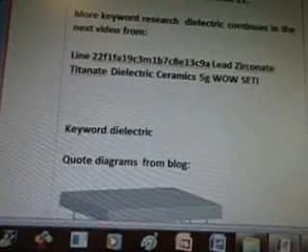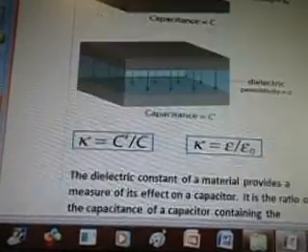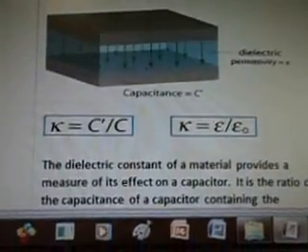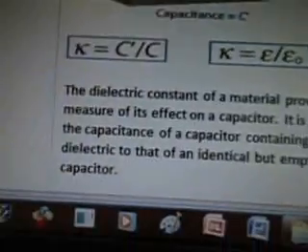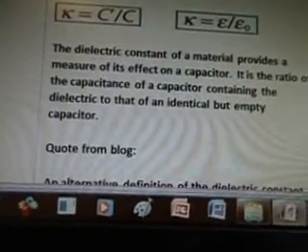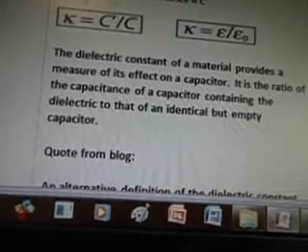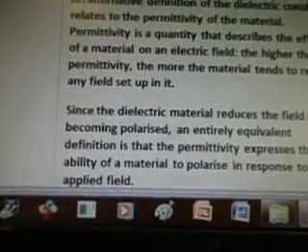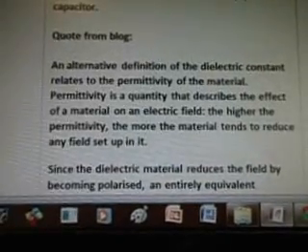Line 22f1fa19c3m1b7c8e13c9a, lead, zirconate, titanate, dielectric, ceramics, 5G Wow Seti. So the keyword is dielectric. Quote, diagrams from the blog. Vacuum permittivity, capacitance equals C, dielectric permittivity equals E, and K equals C. Oh, there's the equations there. The dielectric constant of a material provides a measure of its effect on a capacitor. It is the ratio of the capacitance of a capacitor containing the dielectric to that of an identical but empty capacitor. Quote from blog: an alternative definition of the dielectric constant relates to the permittivity of the material.